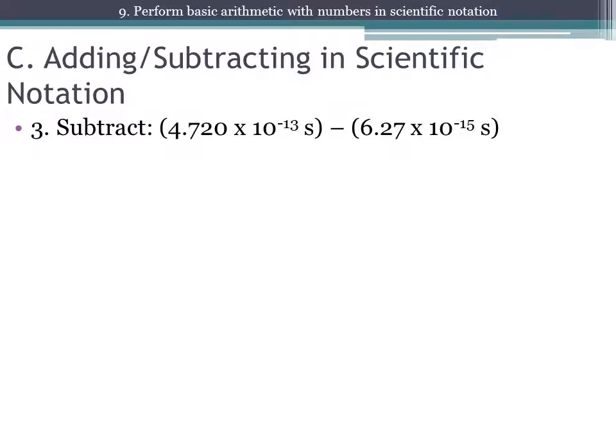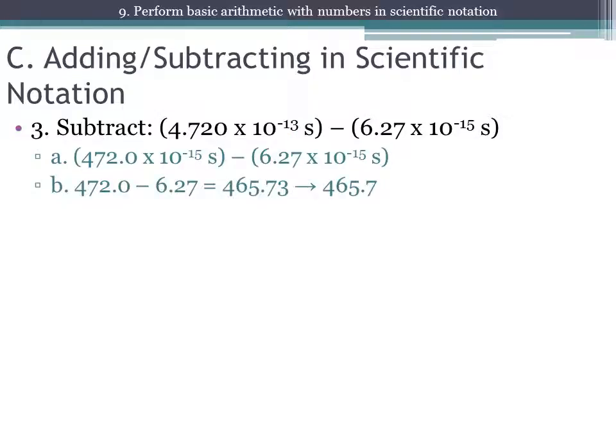Here's another example. This time we're subtracting, but it's still the same rules. Notice we have times 10 to the negative 13th and times 10 to the negative 15th. So this time we're going to have to move the decimal two places. In this example, I've changed the first one. Notice the decimal is moved to the right two places. So now it's 472.0. And because the decimal has moved right two places, the exponent has to get two smaller. So it's gone from negative 13 to negative 15.